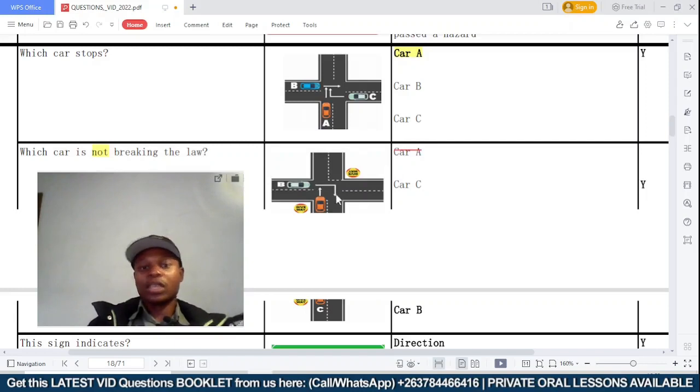It's not our answer. So car C is facing a giveaway sign, so definitely the car that is breaking the law, if it is to move in this question, is car C. But we're looking at the car that is not breaking the law. The car that is not breaking the law is car B, so the correct answer here is car B. So this one is our correct answer here.